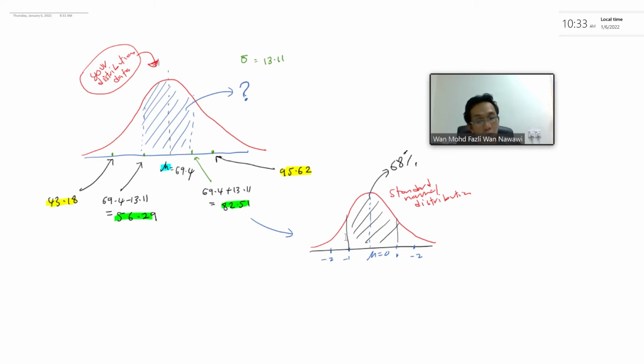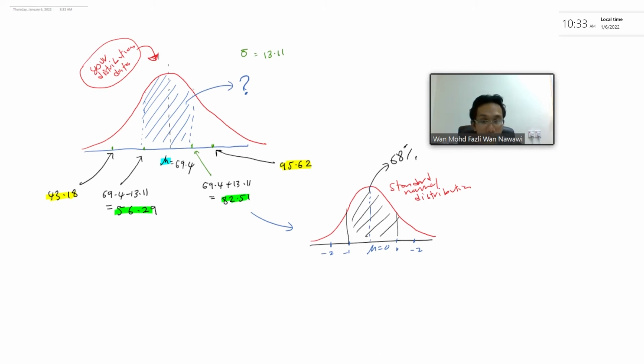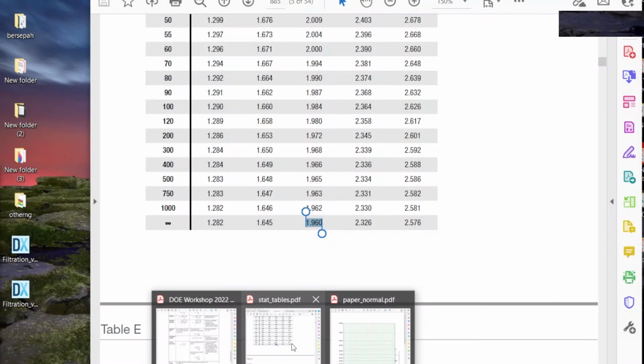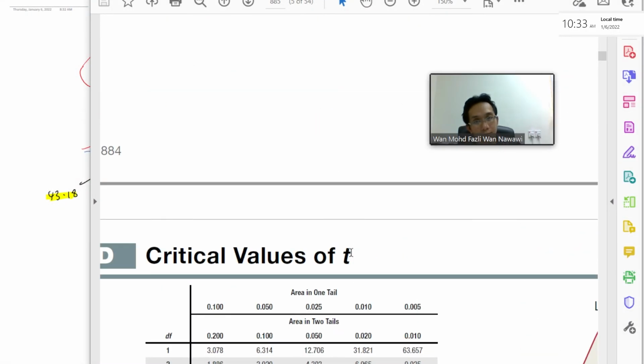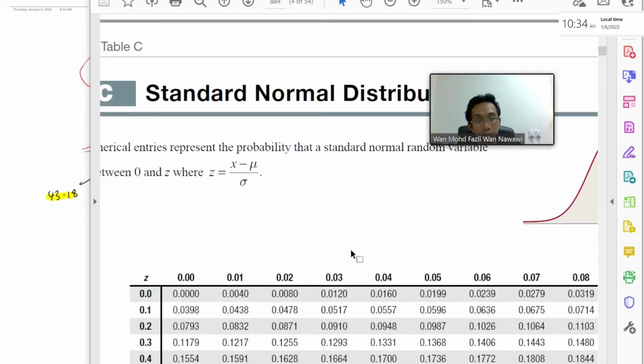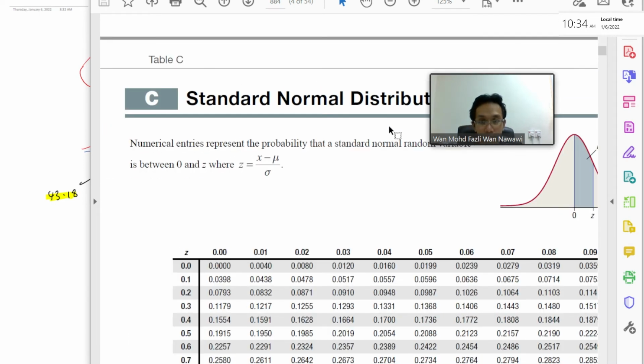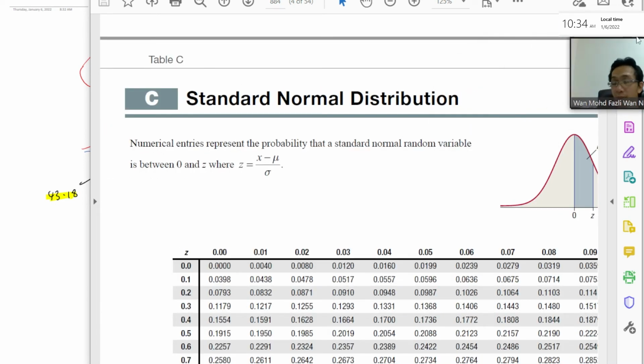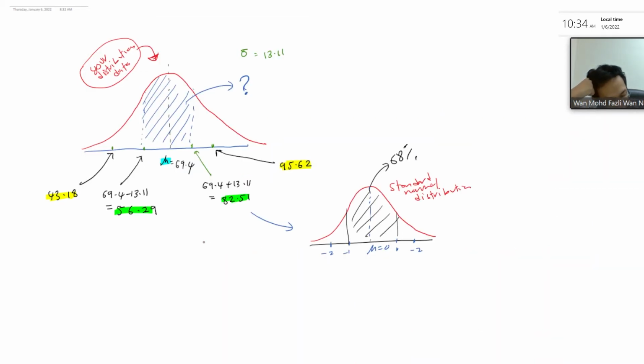So in order to convert this, you need to use a table. In the probability table, they say that in order to get the value, you need to convert like this: z equals x minus mu over the standard deviation.